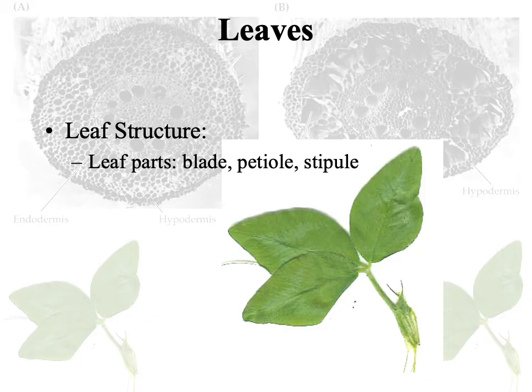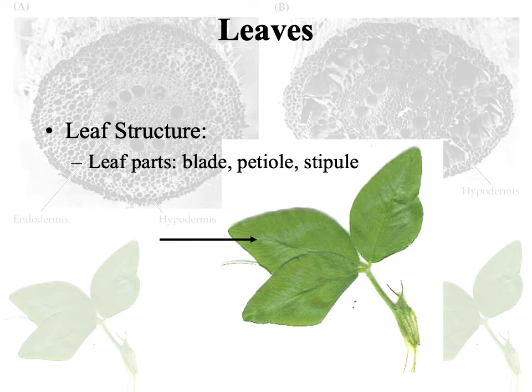But let's talk about leaves. Let's talk about the leaf structure. Most leaves have a blade, which is the part that looks like the leaf. Then they've got the little stalk that holds it up off the stem. That's called the petiole. And then sometimes at the base of them, they have what looks like a little leaf or something there. That's called the stipule. Okay, so we've got leaf blades, the petioles, and sometimes we have stipules.